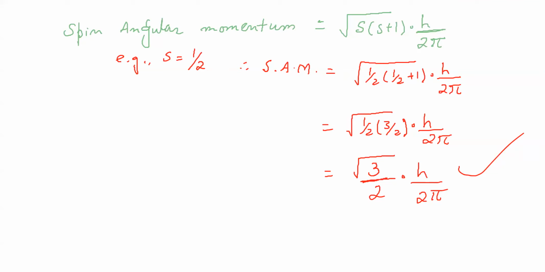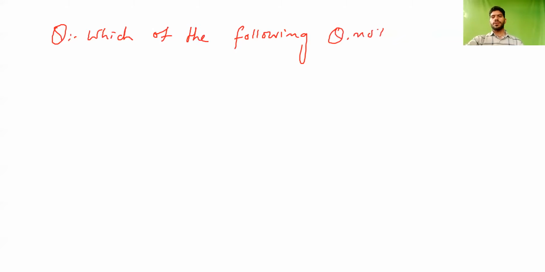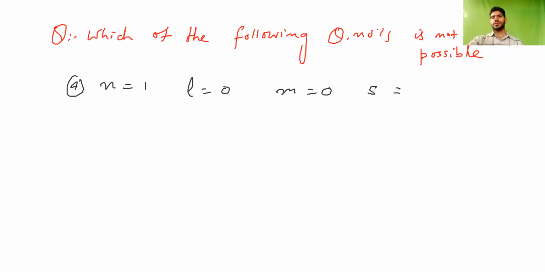Yes, sir. Okay, then the question is asked: which of the following quantum numbers is not possible? So you have to tell which is not possible. This is very important. For example, one of the options is, let's say, n value is 1, l value is 0, m value is also 0, s value is, let's say, plus half.